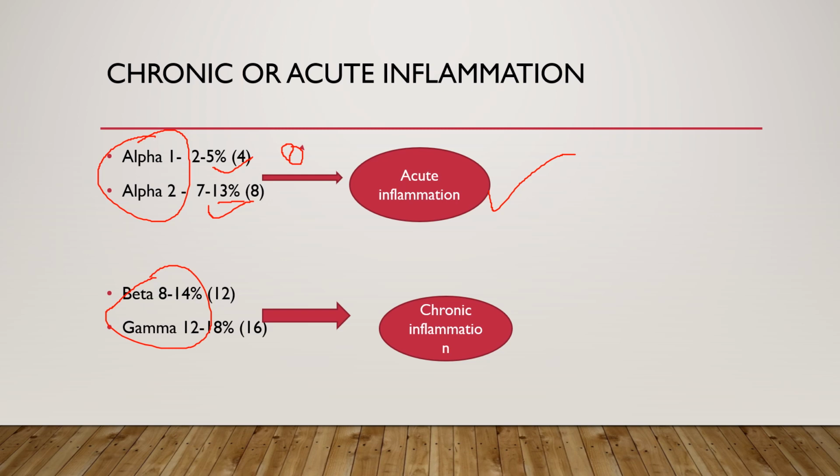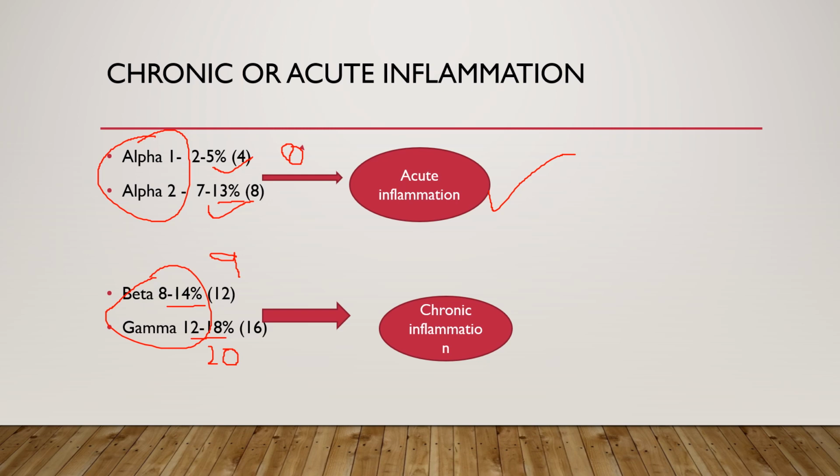But for chronic inflammation, beta and gamma must be increased. The normal value for beta is 8 to 14% and for gamma is 12 to 18%. Here also the same condition applies: both values must be increased. If gamma becomes 20 and beta remains 9, then we cannot say chronic inflammation, because for chronic inflammation both beta and gamma proteins must be increased.